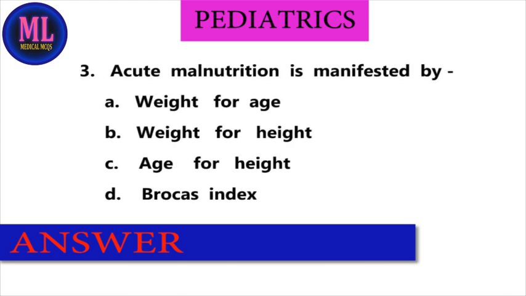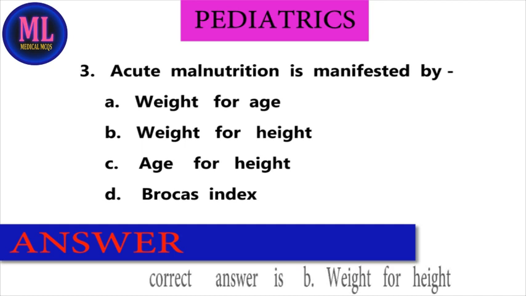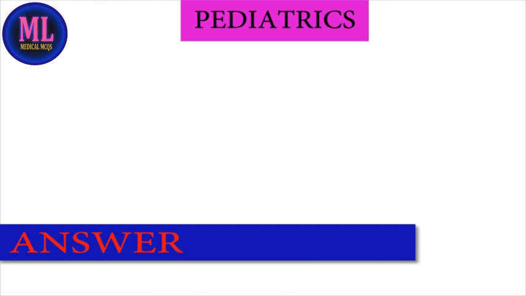3. Acute malnutrition is manifested by A. Weight for age, B. Weight for height, C. Age for height, D. Broca's index. Correct answer is B. Weight for height.